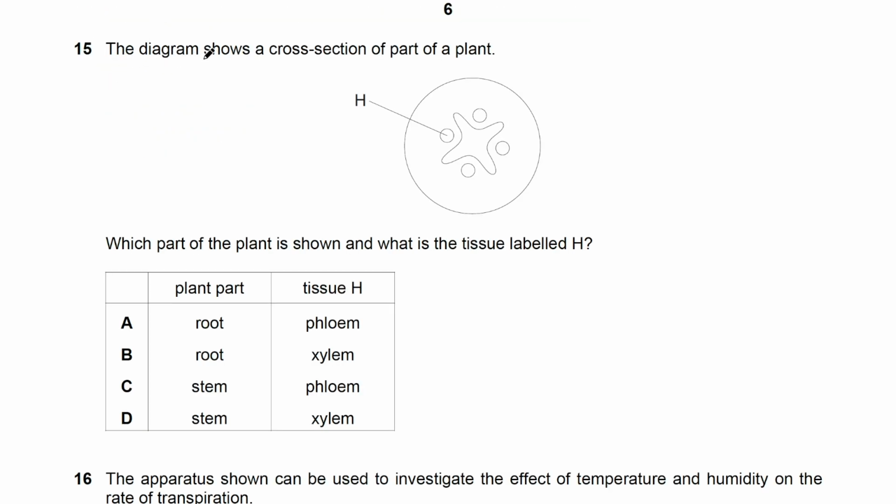Number 15. The diagram shows a cross-section of part of a plant. Which part of the plant is shown and what is the tissue labeled H? Guys, if you studied well, you will understand. This is a cross-section in a root, and not only a root, it's a dicot because the xylem is in an X form. So what is H? This is a phloem. We solved it. The plant part should be the root, and H is the phloem. So the right answer is A.